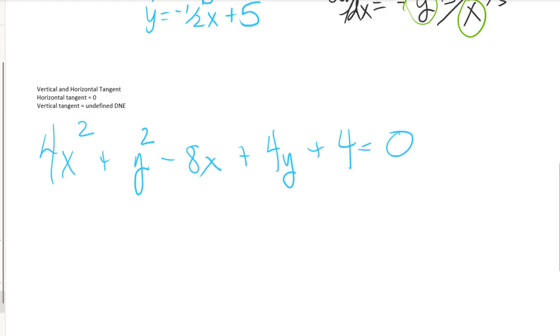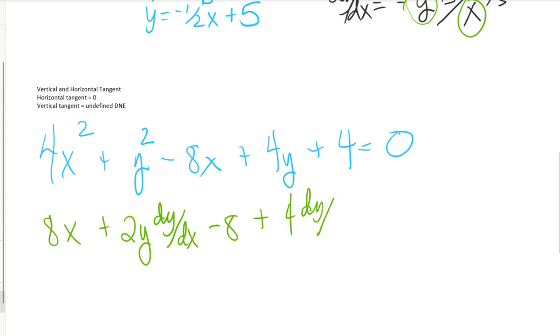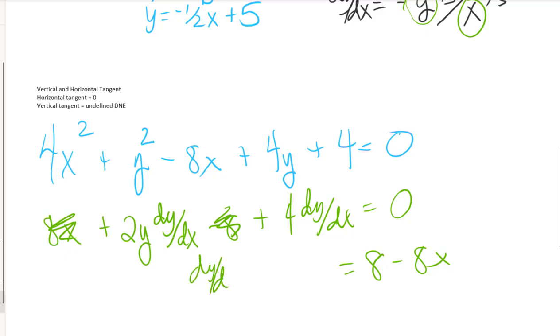with respect to x. So this would give me 8x plus 2y dy/dx minus 8 plus 4 dy/dx. That's 0, that's 0, so it equals 0. So I'm going to move 8 and negative 8x over here. And then when I have this, I can factor out the dy/dx. I would have 2y plus 4.